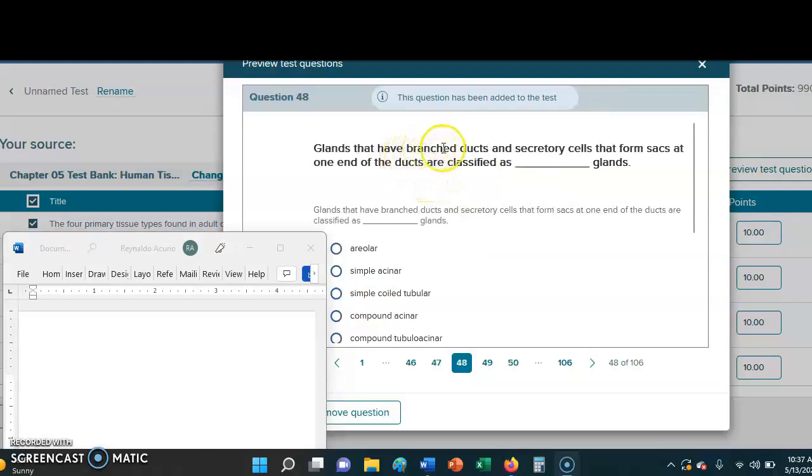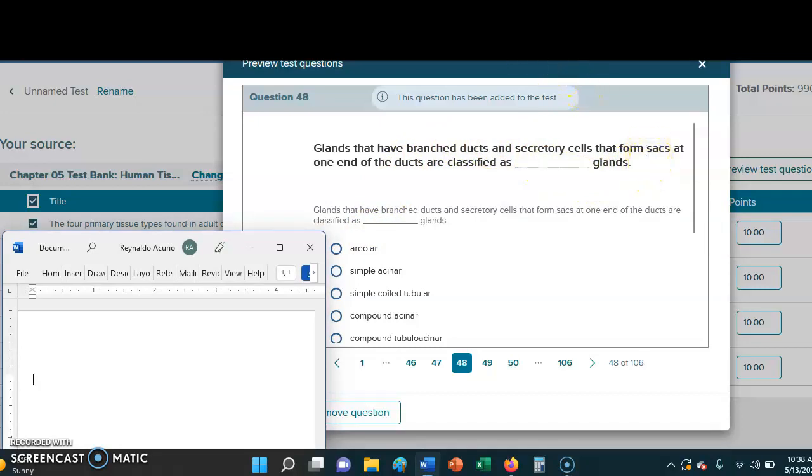Glands that have branch ducts and secretory cells that form sacs at one end of the ducts are classified as blank glands. Okay, so let's stop for 5 seconds. So right here it says branch, so it has branches. So simple is just one. So if this one has branches, then it has to be compound, and also it forms sacs. So it's not like a tube.